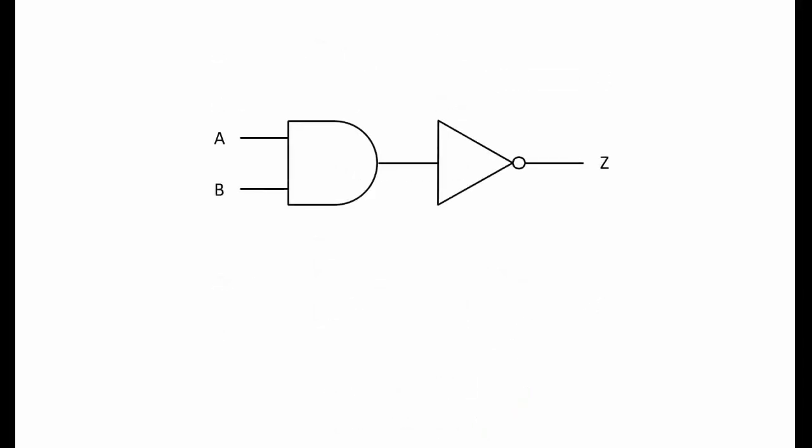Here's another combination of gates, and here's the expression to match. Once again, the brackets are essential for correctness. A and B are ANDed together first. Then the output of the AND operation is passed through a NOT gate. This expression, on the other hand, doesn't describe this combination of gates because NOT has a higher precedence than AND.